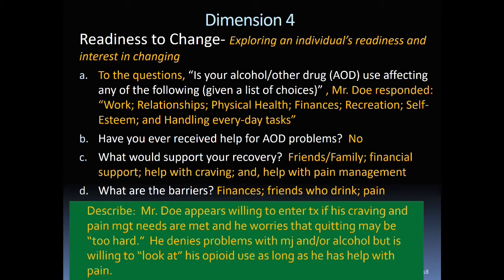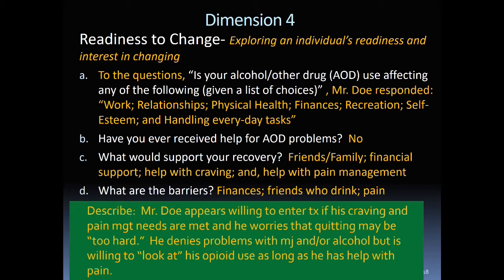So as you see, Mr. Doe is affected in a majority of areas in his life. B, have you ever received help for AOD problems? He answered no. C, what would support your recovery? He said friends, family, financial support, help with cravings, and help with pain management. And as you see, his barriers are finances, friends who drink, and his pain.